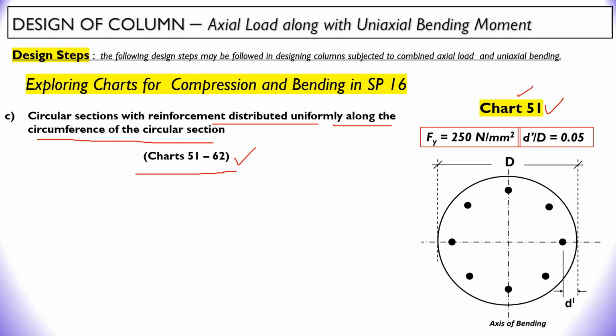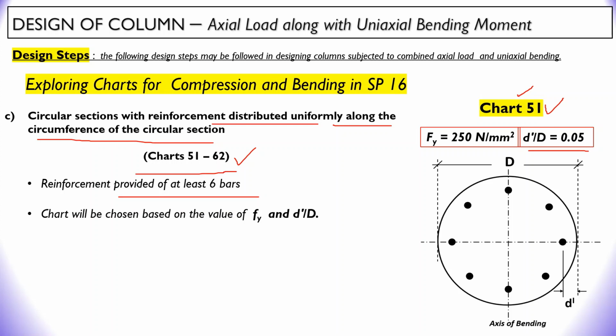So chart 51 will be selected when the grade of steel is Fe250 and the D dash by D ratio is 0.05. And you can see here the cross section. This is a circular cross section of the column, and reinforcement is equally distributed. Various provisions we have to keep in mind: these charts are applicable only when the reinforcement provided has at least 6 bars. And the charts will be chosen based on Fy and D dash by D ratio.